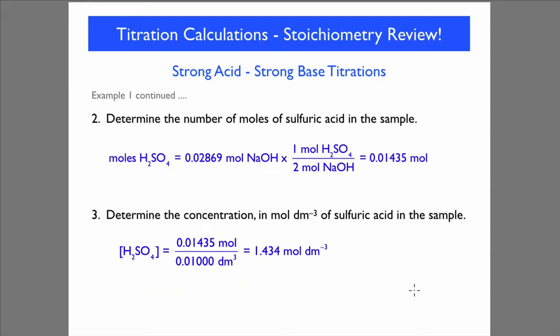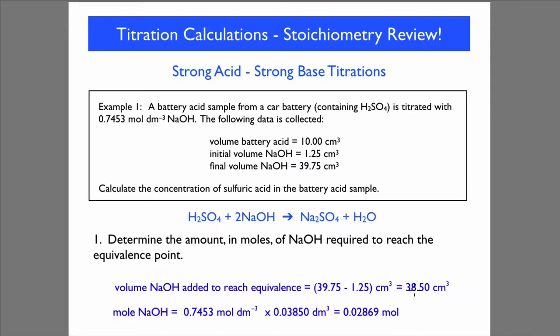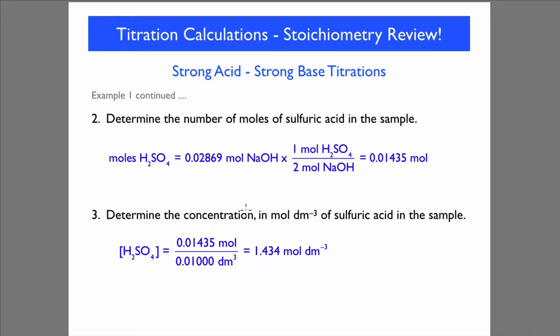So next step, we'll determine the number of moles of sulfuric acid in the sample, and you can see it is 1 to 2. So we'd use this as a conversion factor to go from the moles of NaOH to moles of H2SO4. And if we want moles of H2SO4, it will go on top of our conversion factor to get the moles of H2SO4. Then we can determine the concentration in moles per decimetre cubed of sulfuric acid by dividing by the volume that we had. And we end up with 1.434 moles per decimetre cubed.